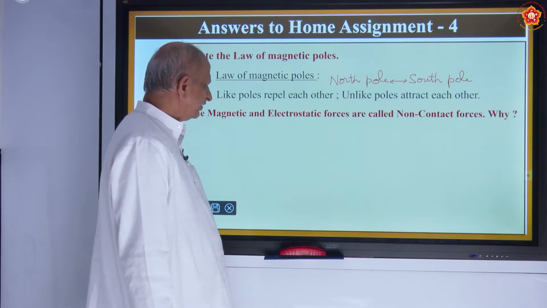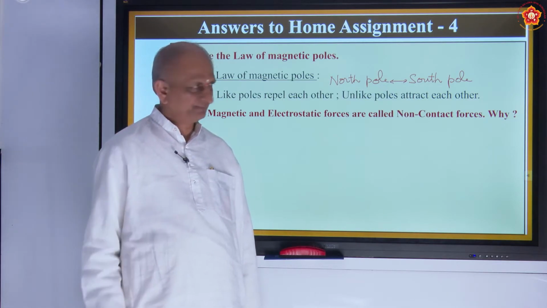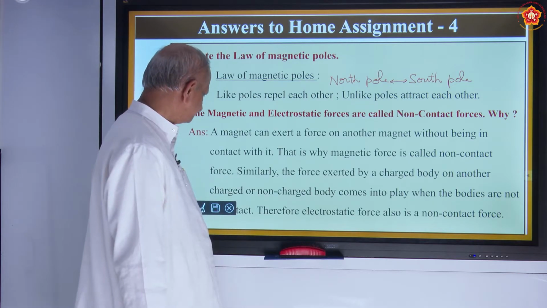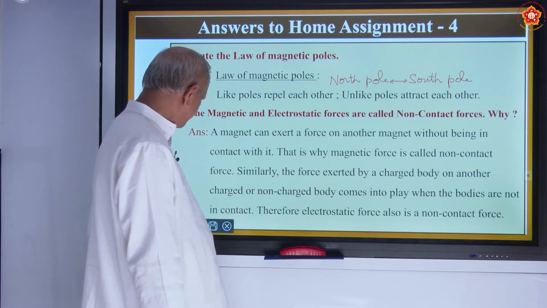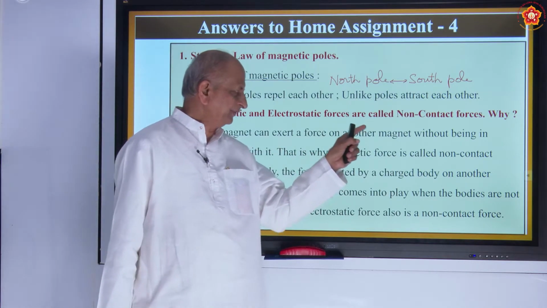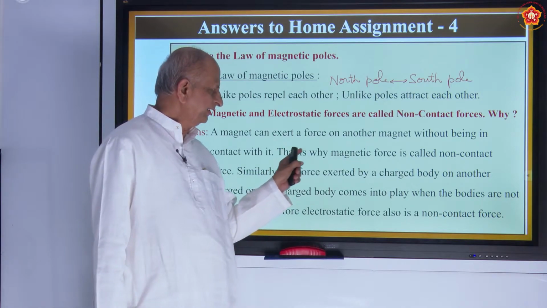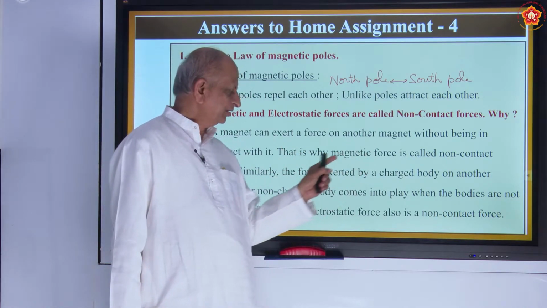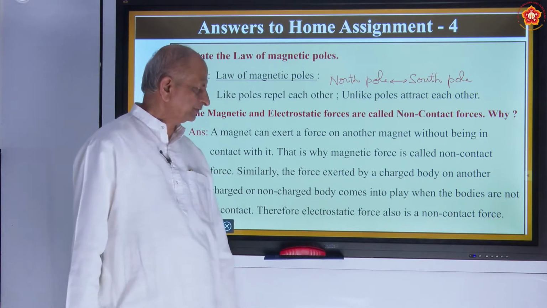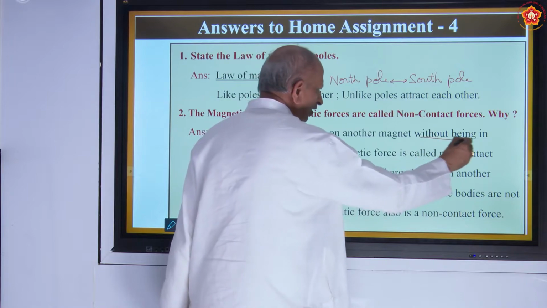The magnetic and electrostatic forces are called non-contact forces. Why? Just now we discussed that. A magnet can exert a force on another magnet without being in contact with it. That is why magnetic force is called a non-contact force. So here two magnets may not be in contact.